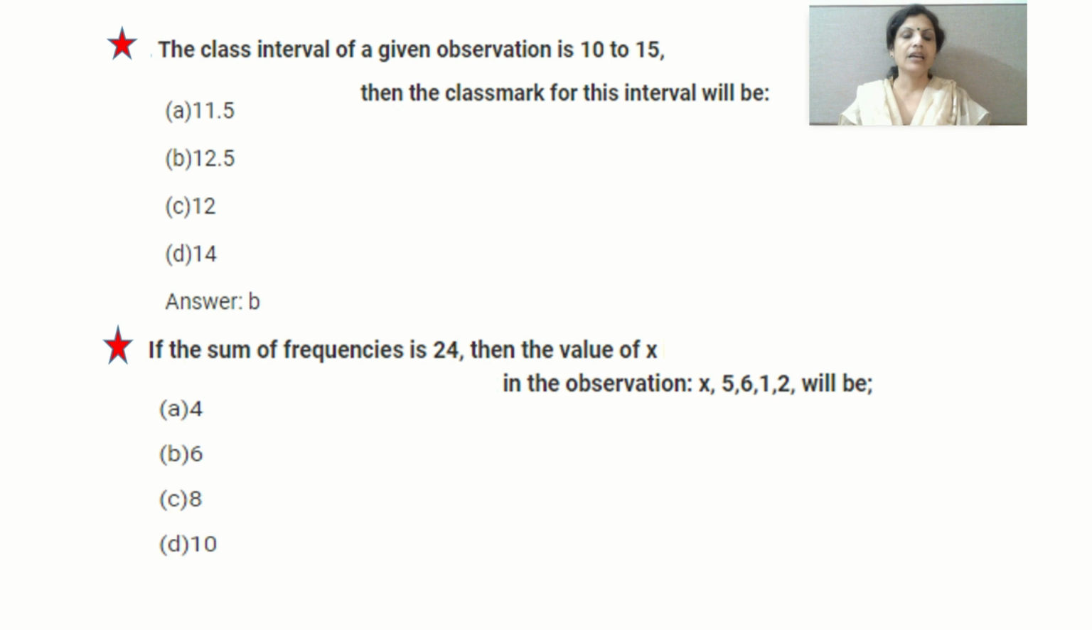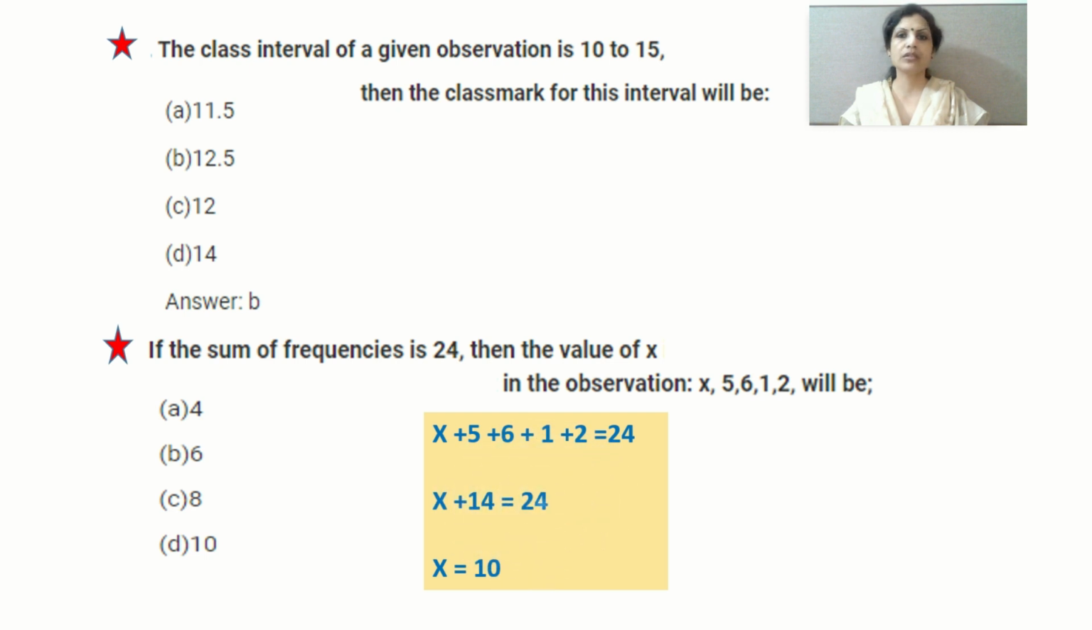Okay, next, if the sum of frequencies is 24, that is summation Fi is 24, then the value of x in the observations x, 5, 6, 1, 2 will be. So the sum of all the terms is given to us as 24. So we can write it like this: x plus 5 plus 6 plus 1 plus 2 is equal to 24. Simplify it, get the value of x as 10, and that is the correct option. That is, answer D is the correct option. So both the sums are very simple. Let's see the next sum.